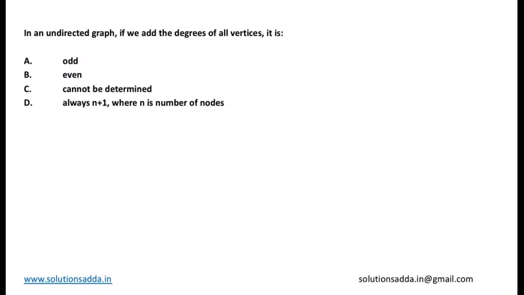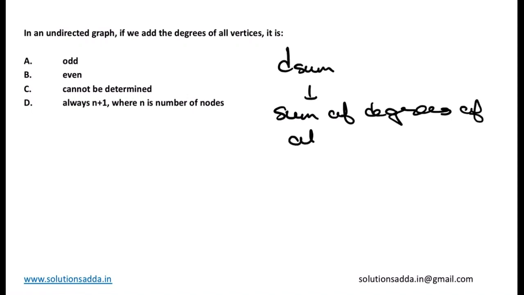This is a question from data structures. In an undirected graph, if we add the degrees of all vertices, it is options are odd, even, cannot be determined, or always n plus 1 where n is number of nodes. Suppose d sum represents sum of degrees of all nodes and e is the number of edges.